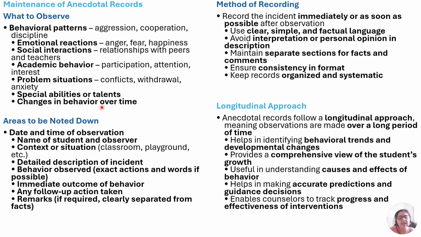So, what are the areas to be noted down? Date and time of observation, name of the student and observer, context or situation, like in what situation you have observed that particular behavior, whether in classroom, playground, etc. Detailed description of the incident. What is the behavior that is observed? Then immediate outcome of the behavior. Any follow-up action to be taken for that behavior. Then remarks.